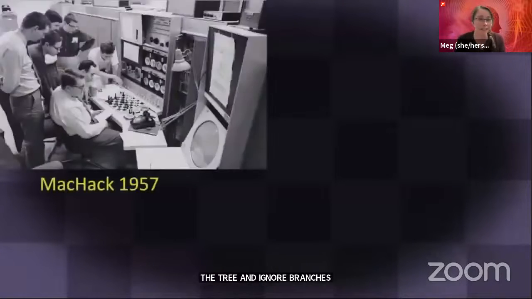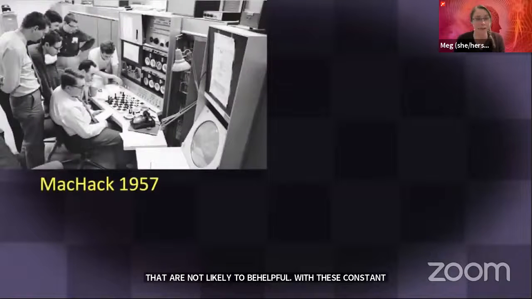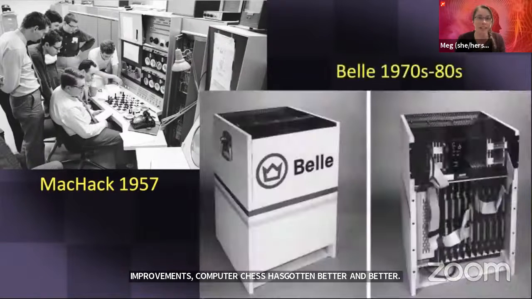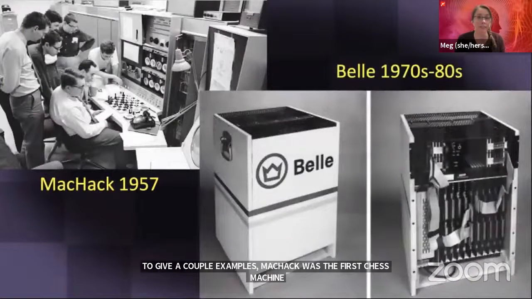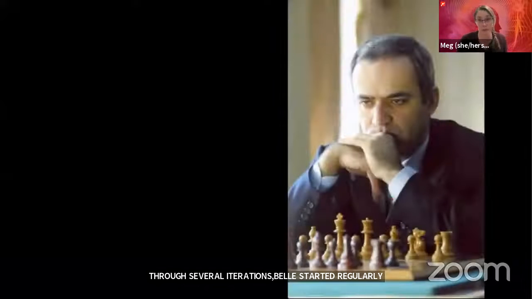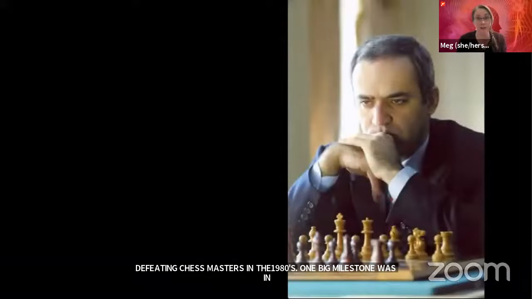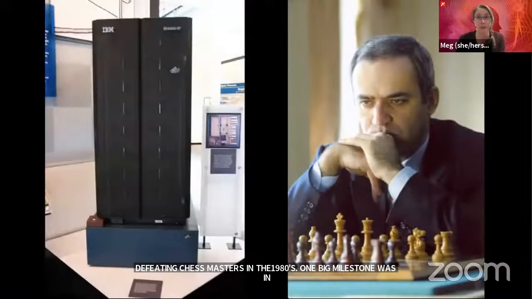And just to give a couple of examples, MacHack was the first chess machine to earn itself an official rating as a player. And through several iterations, Belle started regularly defeating chess masters in the 1980s. But one big milestone you may have heard of came in the late 90s, when for the first time, the reigning world champion of chess, Garry Kasparov, was defeated in a match by the IBM supercomputer Deep Blue.